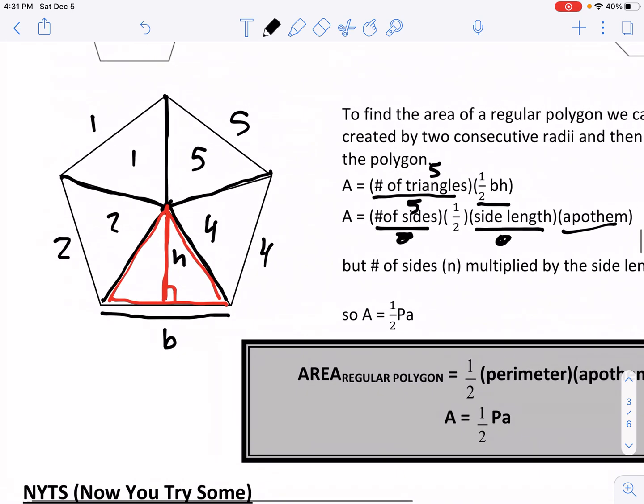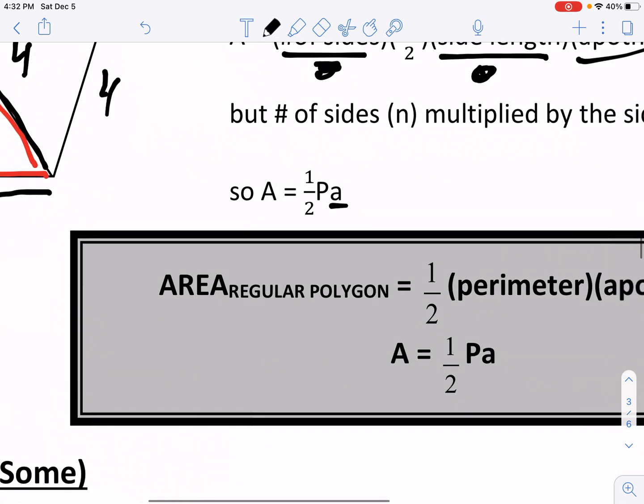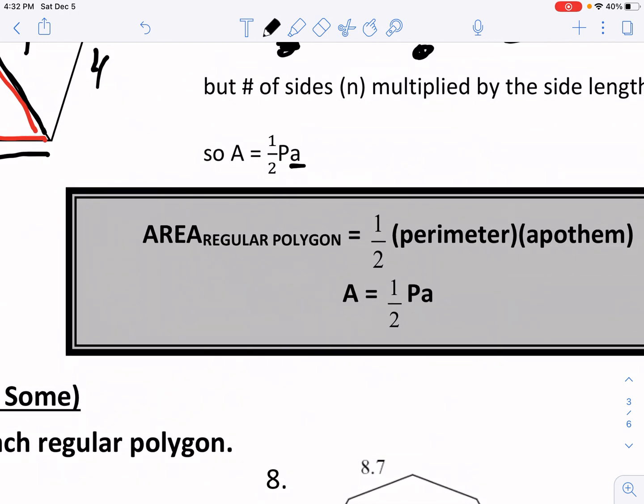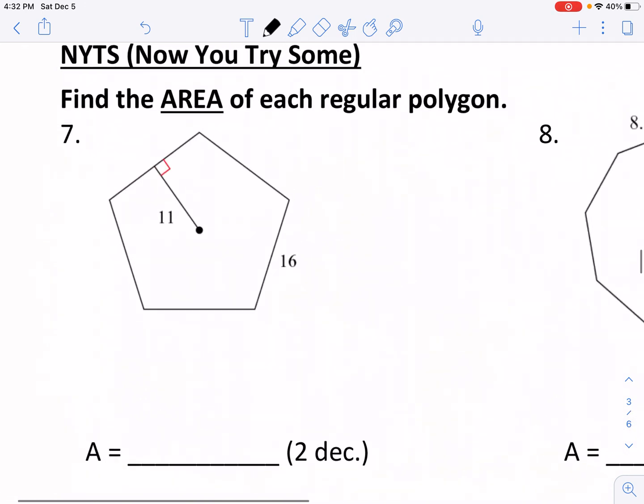Well, yeah, okay? If I know one of the side lengths is, let's say, 10 centimeters, and I multiply that by 5, that gives me the perimeter. Well, that's what that's saying there, is if I take the number of sides times the side length, that's really the perimeter. So what we end up with is this equation here. Area is 1/2 the perimeter times the apothem, okay? So we can use this equation here, area is 1/2 the perimeter times the apothem, to find the area of a regular polygon, okay?